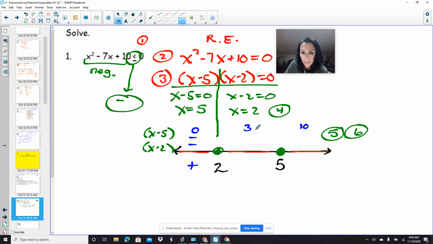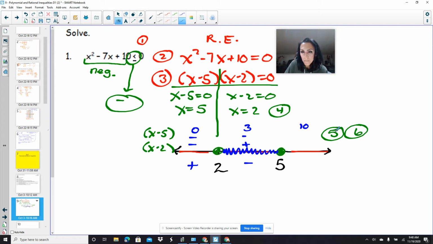Let's go to the second region. It picks the number 3, plug it in. 3 minus 5 is negative. 3 minus 2 is positive, and a positive times a negative is a negative. And that's what I want. So I know I'm going to shade between those critical values.